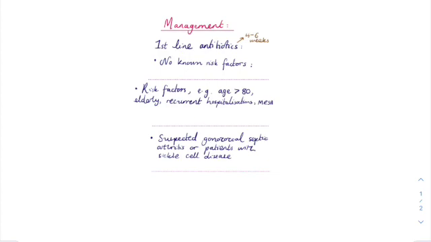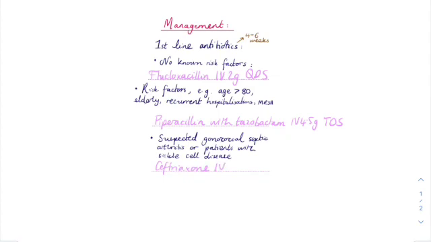Always check your local guidelines before initiating management for any infection. Our local guidelines state that the first-line antibiotic for a patient with septic arthritis and no other known risk factors is flucloxacillin. If the patient does have risk factors, for example, they're aged over 80 years, or they're elderly, they've had recurrent hospitalizations, or they've been infected with methicillin-resistant Staph aureus, then it is worth prescribing piperacillin and tazobactam. If the patient has suspected gonococcal septic arthritis, or if the patient has sickle cell disease, then the first-line antibiotic is ceftriaxone.